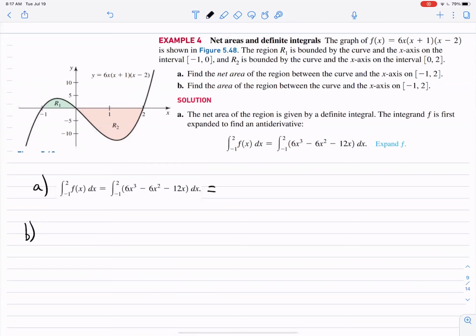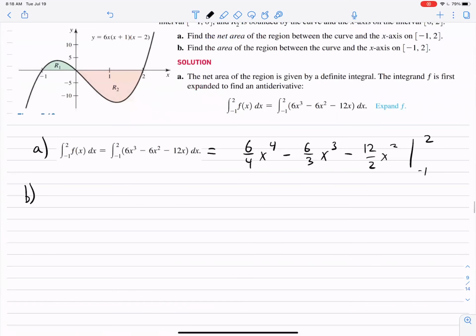And I'm going to do it a little fast, but it's 6/4 x to the 4th minus 6/3 x cubed minus 12/2 x squared, evaluated from -1 to 2. And so whatever that is, that's some number, but we should just plug it in. So 3/2 times 2 to the 4th, minus 2 times 2 to the 3rd, minus 6 times 2 squared, and then minus, let me move this down, let me move this over.